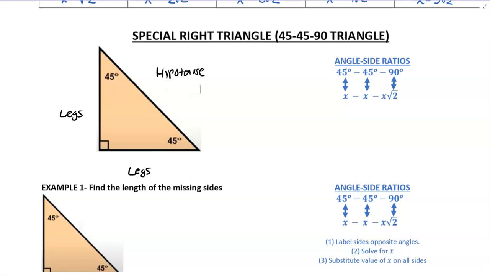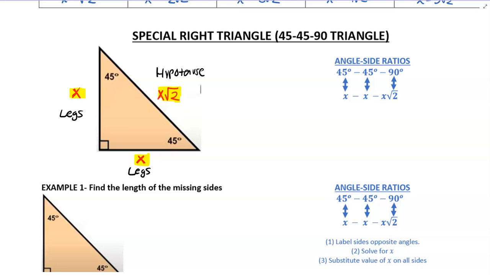Now, if we want to generalize the rule, the idea is that if you know what the two legs are, they have to be the same since the triangle is isosceles. Let's go ahead and call them x and x. Therefore, if you want to figure out what the hypotenuse is, all you would do is take the value of x, the leg, and multiply it by the square root of 2.